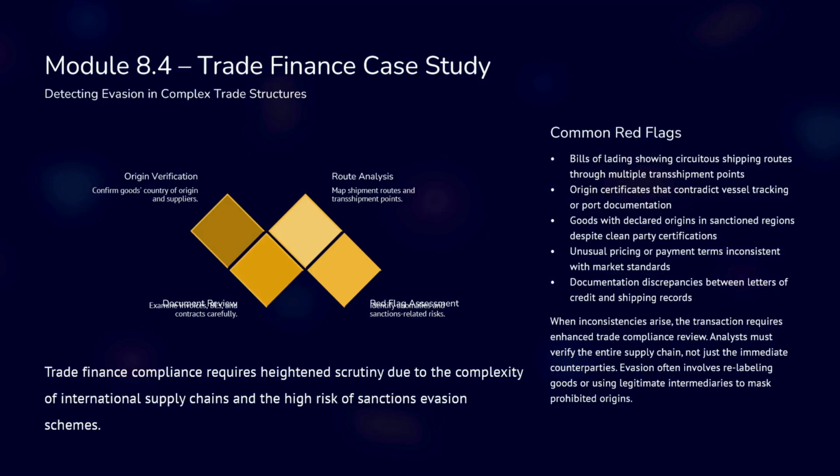This creates a sanction concern. The bank must decide whether the transaction is structured to bypass sanctions by masking the true origin or destination of goods. If so, the transaction must be rejected. This scenario demonstrates how sanction evasion can occur through trade and why trade finance is considered a high risk area.